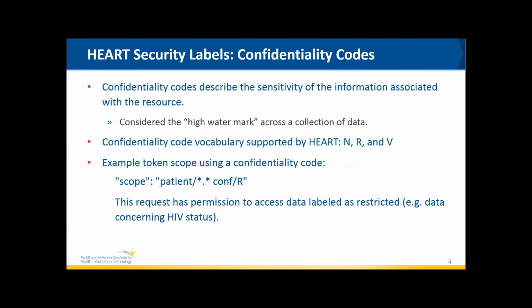So one of the things you can do in adding confidentiality codes, as Justin mentioned, is that you can add confidentiality /R for restricted. There's normal, restricted, and very restricted, into your scope statement. And if it comes through in the request having been approved by the authorization server, it'll say this request has permission to access data labeled as restricted. So the data could include information like HIV status, things like that.